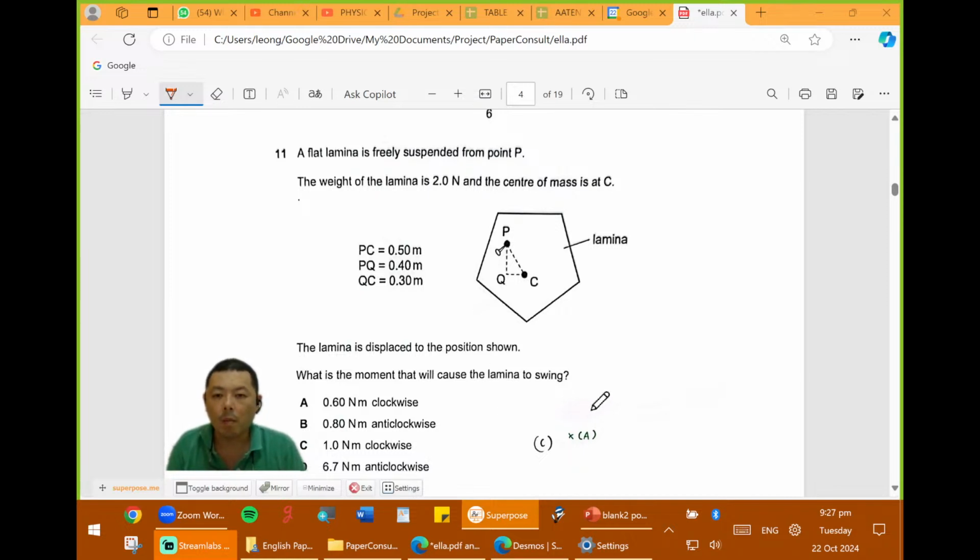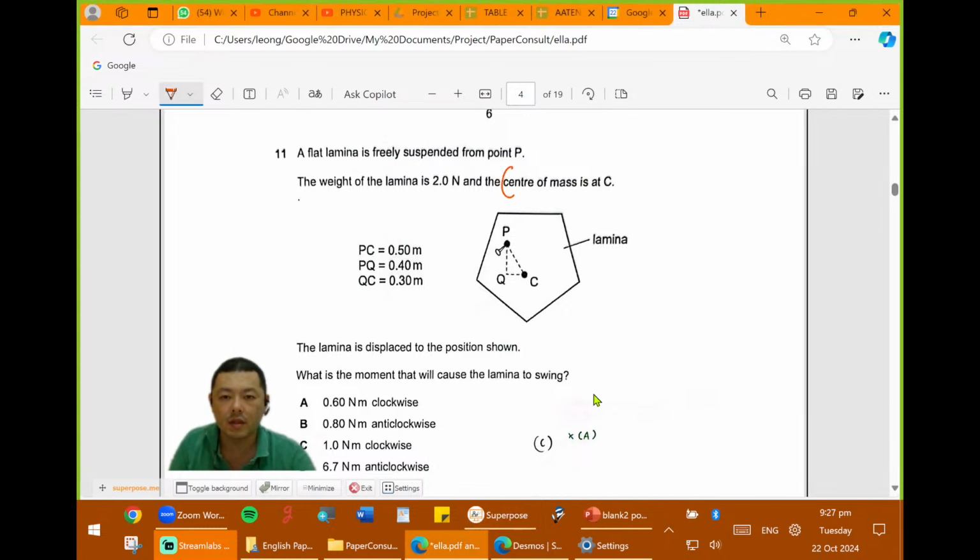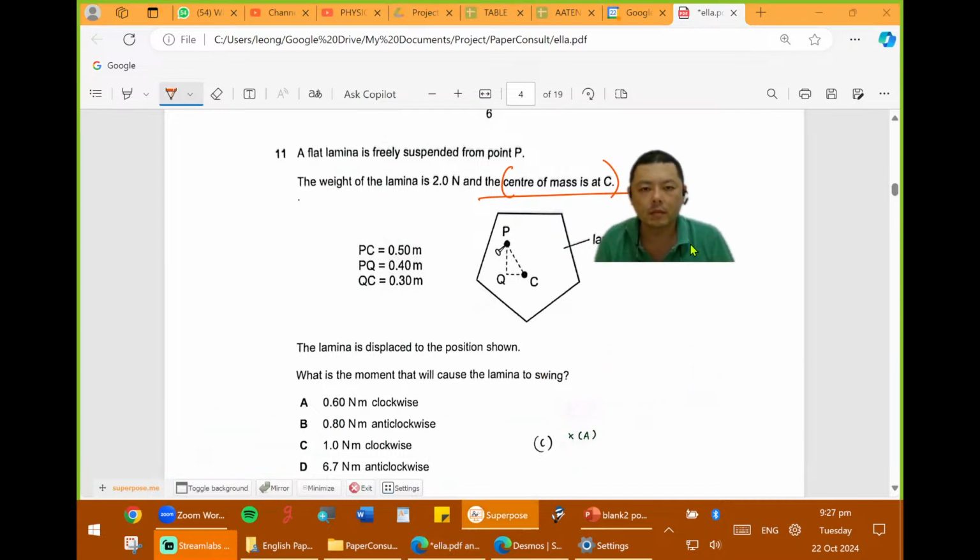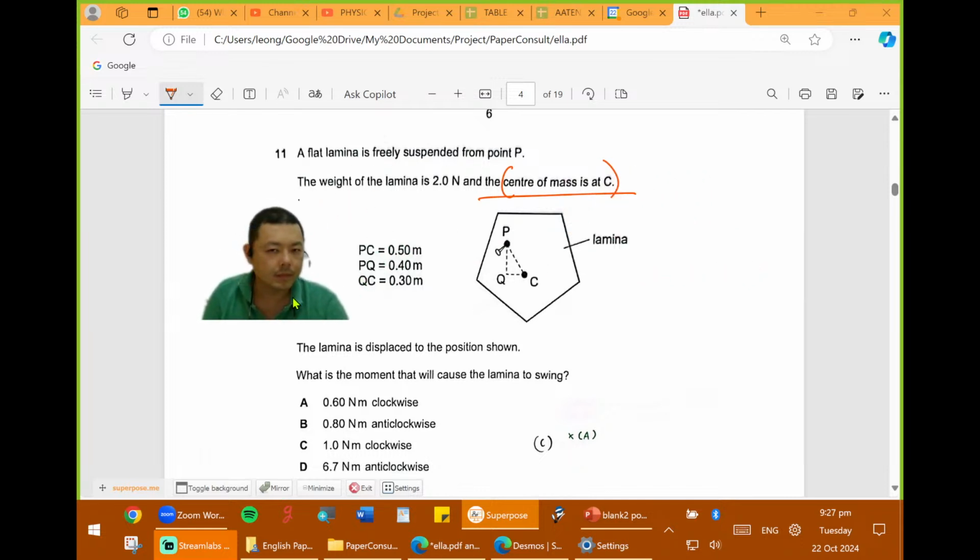Okay. I think the first thing you need to take note of is this part of the question here, that key phrase there. Center of mass is at C, right? This one here. What does this mean? I mean, it's moments, right? So moments is everything and anything to do with forces, right? So what does this mean?